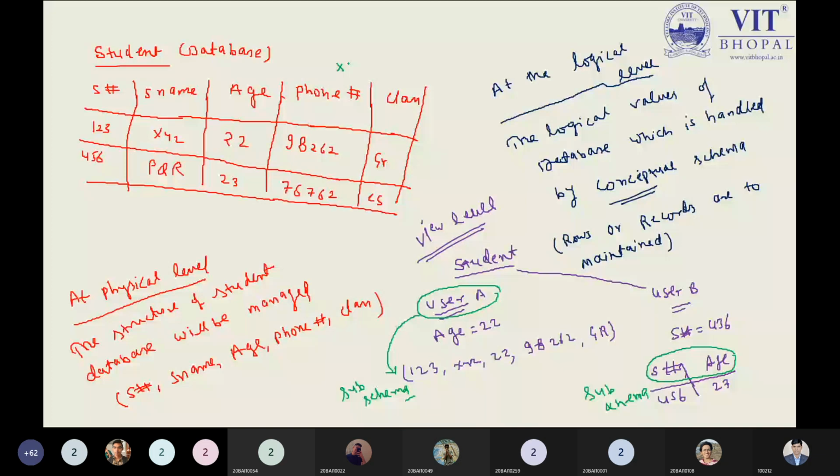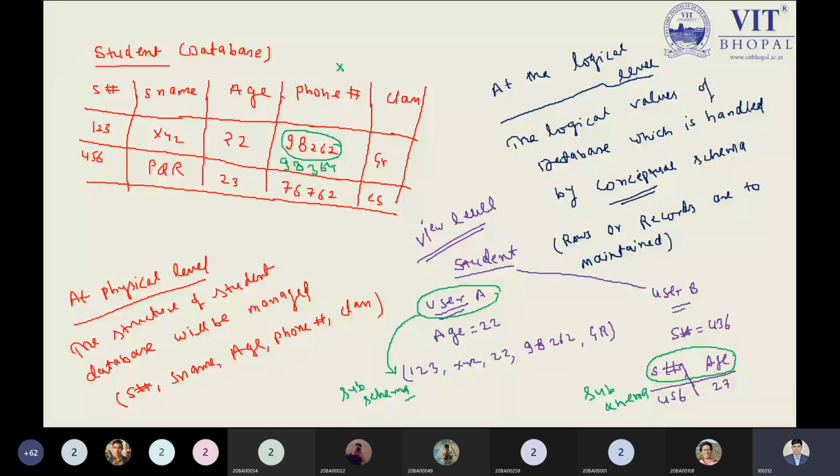Suppose a student tells me, sir, this is not my number, could you update my phone number? Yes, I'm updating his contact number, his correct number. Rather than 98262, I need to update his contact number to 98364. If I'm updating this information, the phone number column heading will not be changed.